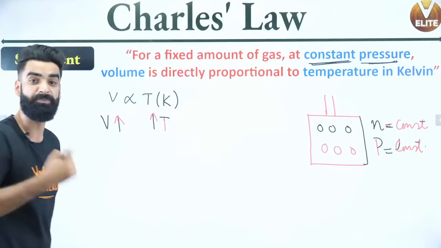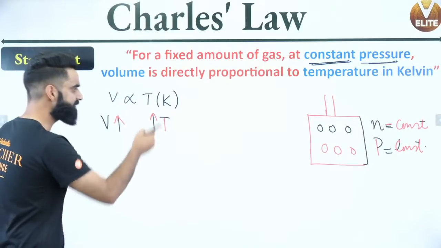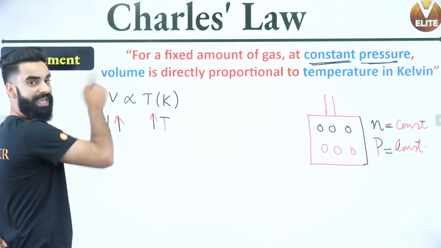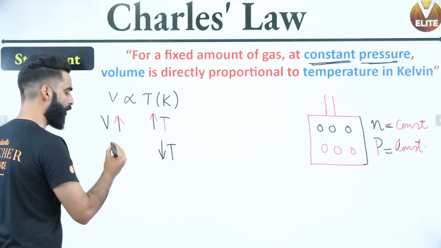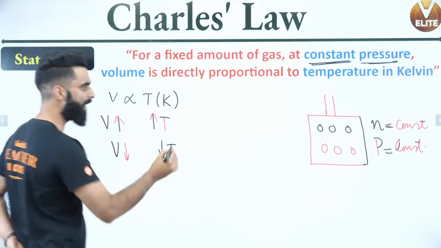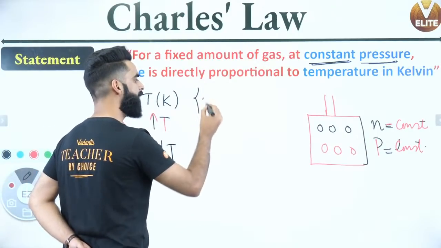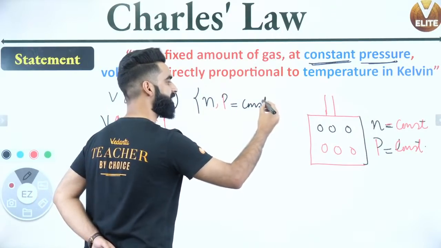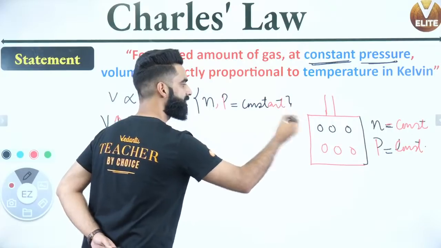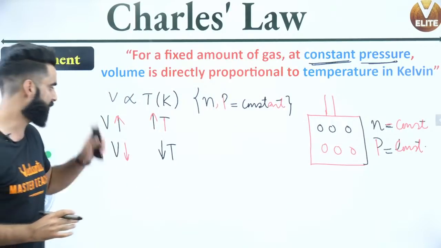Because both are directly proportional to each other, right? If I increase the temperature of the gas, volume of the gas will increase. And similarly, if I decrease the temperature of the gas, volume of the gas will decrease, provided the number of moles and the pressure of the gas are kept constant, kept fixed. This is the condition. I'm sure this is clear to everyone.